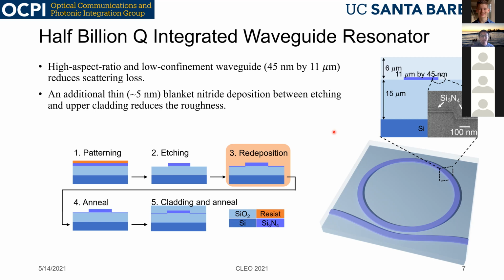It seems that you not only etch the silicon nitride, but also etch the box a little bit. Yeah, there is over etching. Okay. Yes. Thank you. Thank you for your question, Robert.